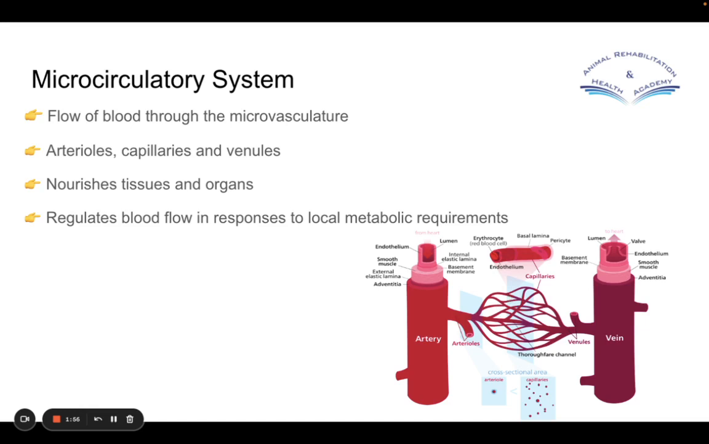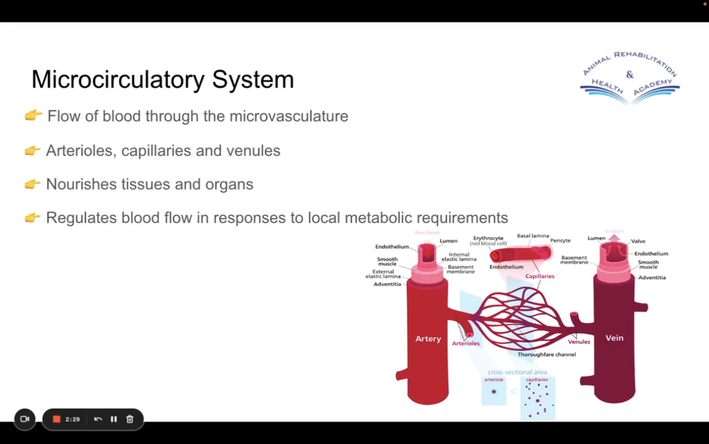So really when we're trying to influence blood flow, this is the region we're working in, with these capillaries and the capillary beds. What the microcirculatory system is responsible for is nourishing the tissues and the organs. So to bring blood to those areas, to perfuse into those areas, and to nourish those tissues with oxygen and nutrients. It's also responsible for removal of waste as well.